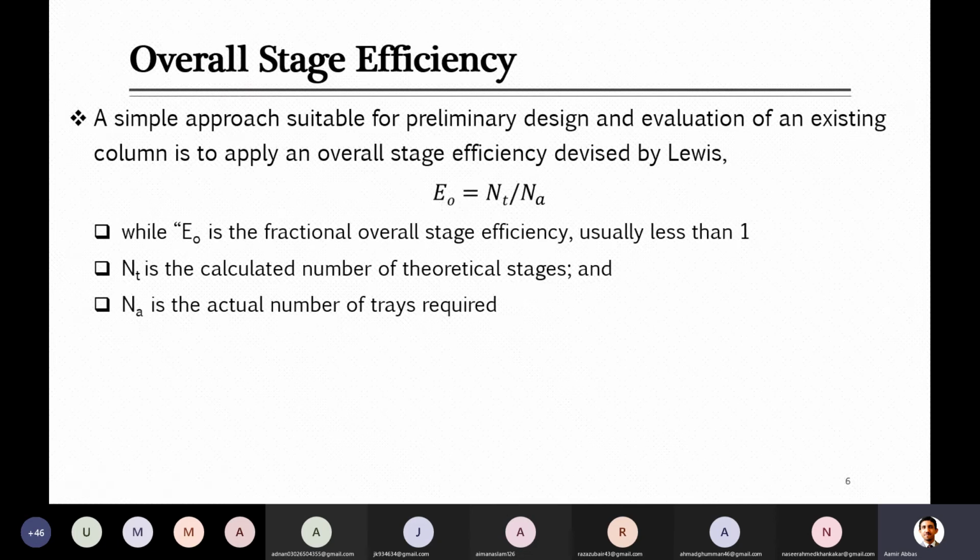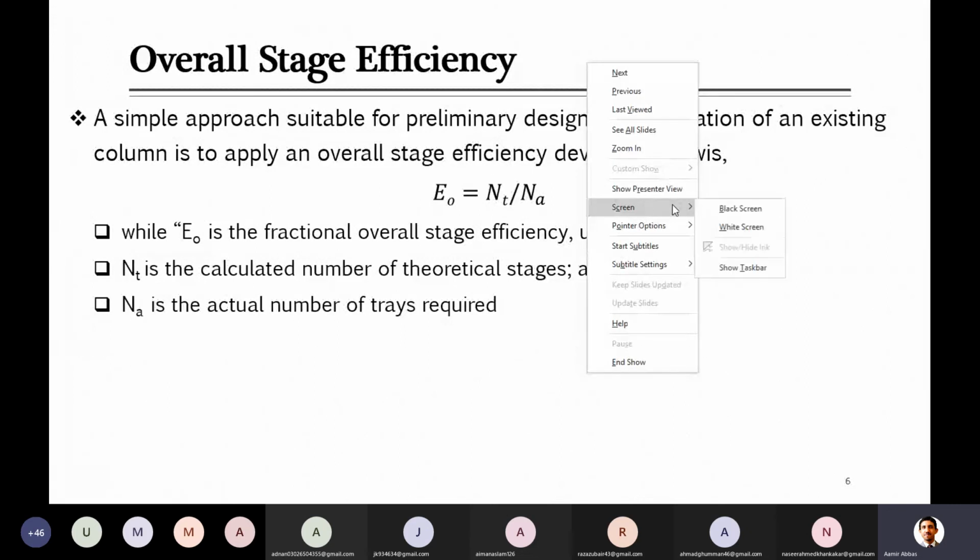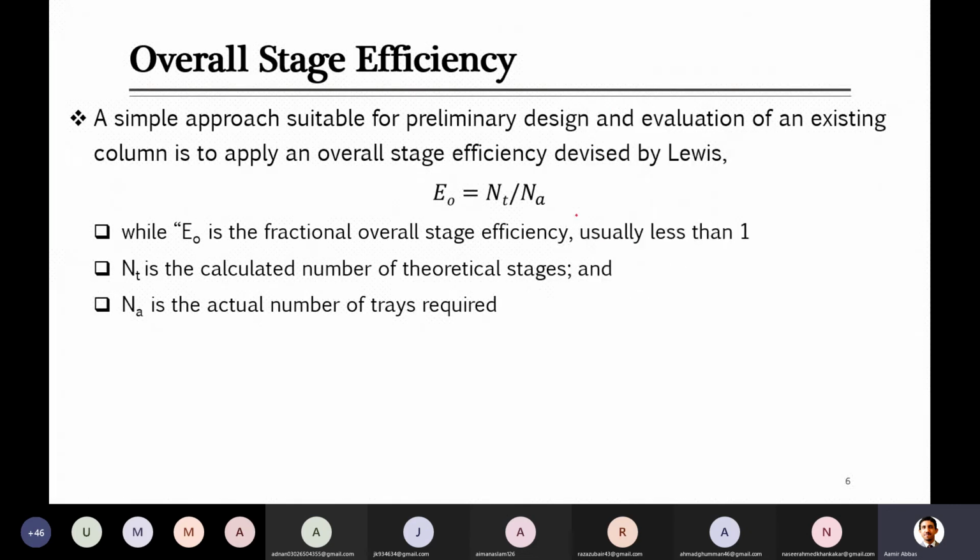For example, we have a column in which let's say there are 10 trays. So what is the efficiency of those 10 trays? This E naught explains the overall efficiency of the trays installed in any column. So E naught is equal to NT over N, where T stands for theoretical, which we say is the calculated number of trays, and N is the actual number of trays. So when we are looking for the efficiency of the trays inside a whole column, that is equal to the theoretical or calculated number of trays divided by the actual.